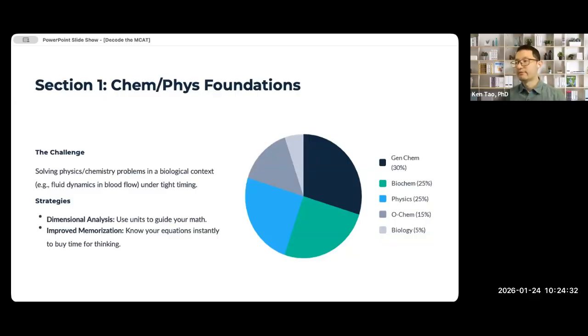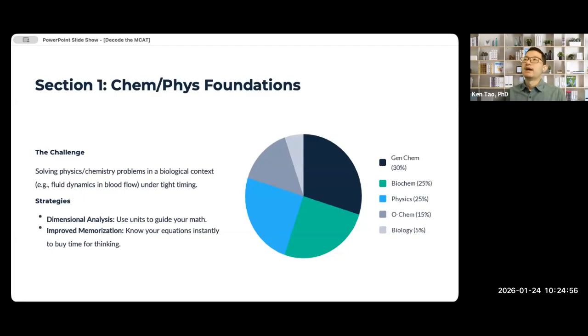Something else that we didn't talk about that's also important is improved memorization. So, why do I say this? Well, when it comes to the MCAT exam, the two sections that students often struggle with in terms of pacing are the Chem Phys section as well as the CARS section. So, what do I mean by this?